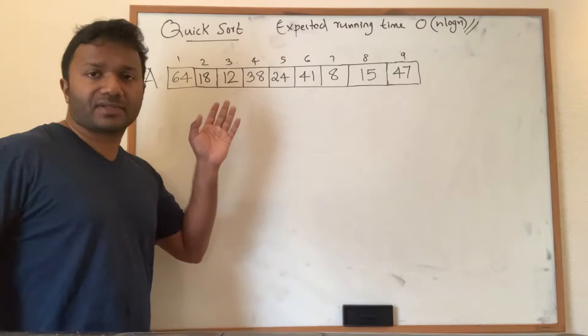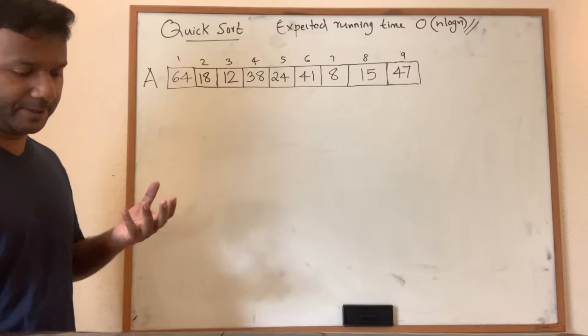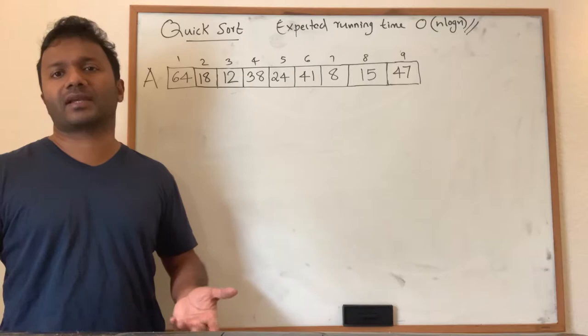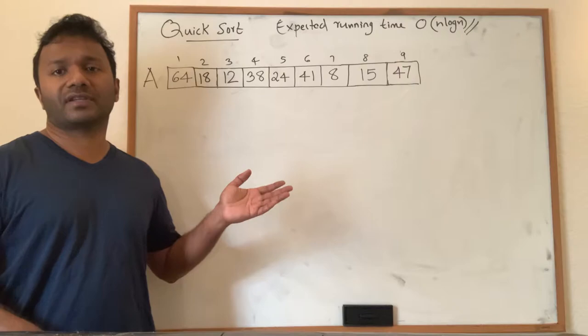Okay, our next topic is quicksort. This is another popular sorting algorithm, and this is a randomized algorithm. More specifically, this is a Las Vegas type randomized algorithm, which means at the end of the execution, you will get the correct output.